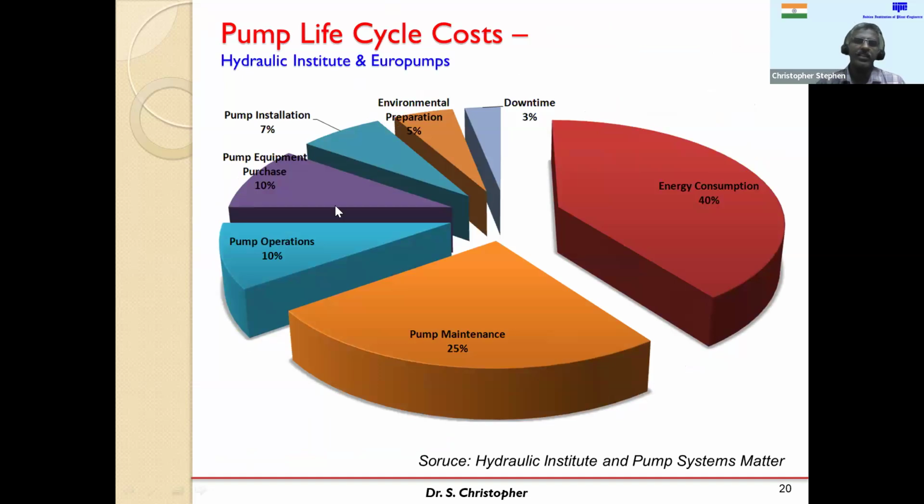Again, if you look at this, I'll start from the installation. The life cycle cost will be some percentage: environmental preparation for making the pump installation will be 5%, downtime or breakdown will be 3%, energy consumption by the pump will be around 40%, pump maintenance is 25, and pump operation is 10. So if the pump is operating at the best efficiency, the operation percentage will be 10, but from the energy point of view it is 40%.